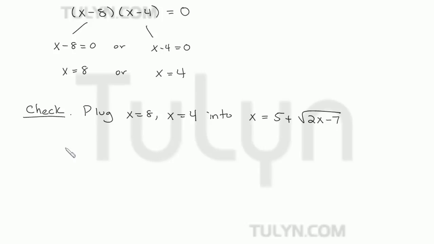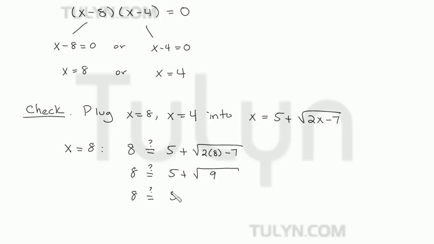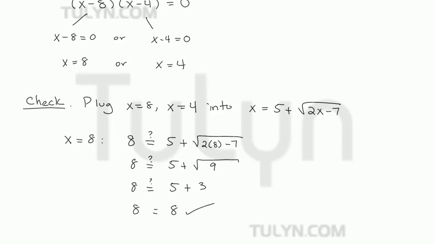So let's do the first one, x is equal to 8. That means we want to check if 8 is equal to 5 plus the square root of 2 times 8 minus 7. Again, that question mark over the equal sign means that we're not sure, we're just checking. So we want to know if 8 is equal to 5 plus the square root of 2 times 8, which is 16, minus 7 is 9. The square root of 9 is 3, and as it turns out 8 is equal to 5 plus 3. So 8 checks out as a solution.